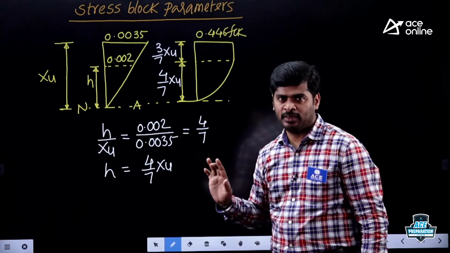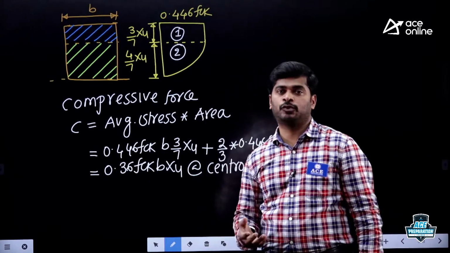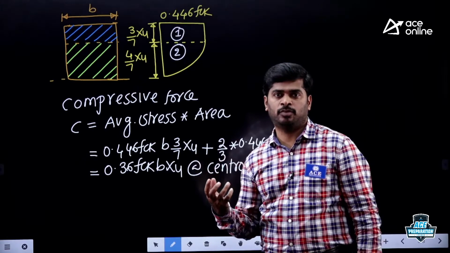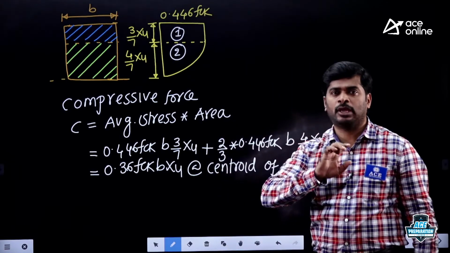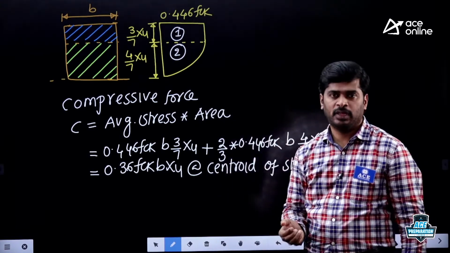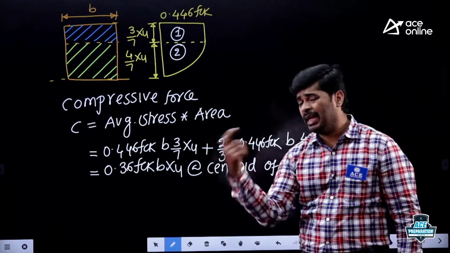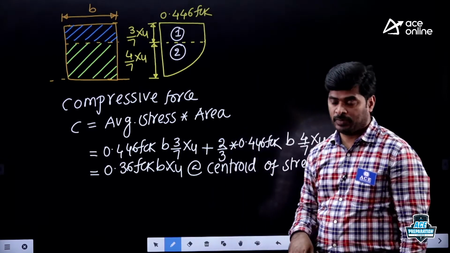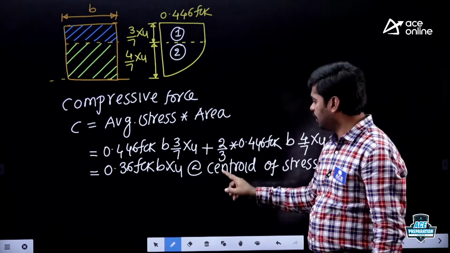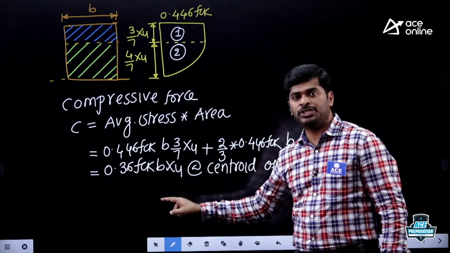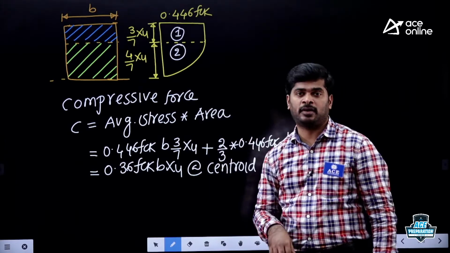Okay, concept is clear, right? Then the next step, compressive force. Compressive force you can get from the stress block by taking the corresponding width of the beam. How? Stress equals force upon area, so force equals stress into area. Here stress is not uniform, so you take average stress into the corresponding area. If you simplify average stress into area, for the standard case you will get 0.36 fck b xu, which is the compressive force, right? Where is it acting? It is acting at the centroid of the stress block.